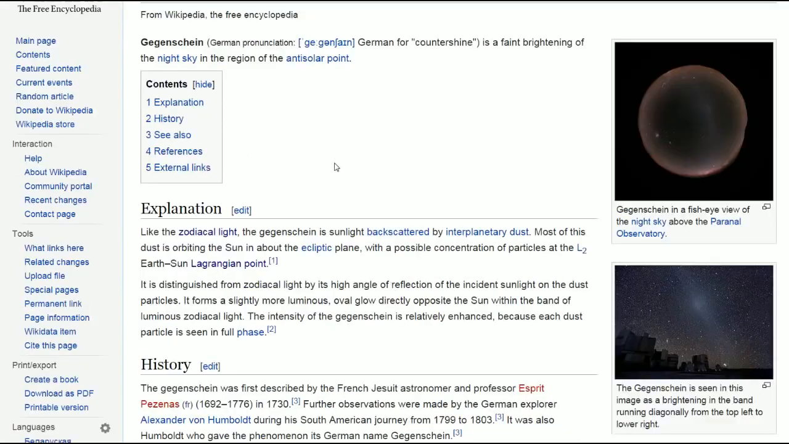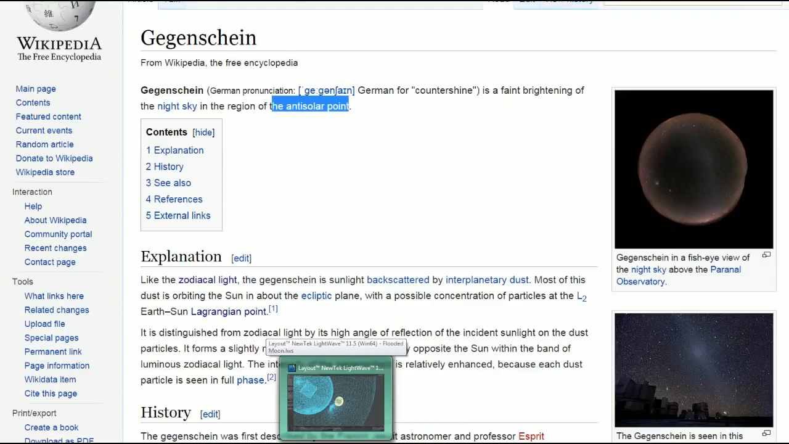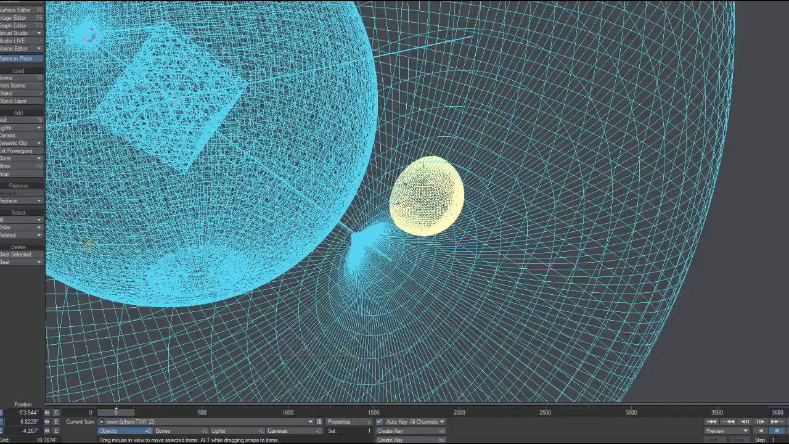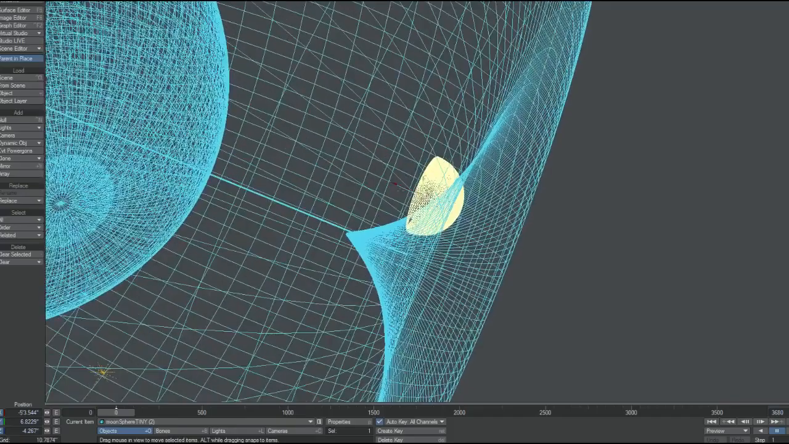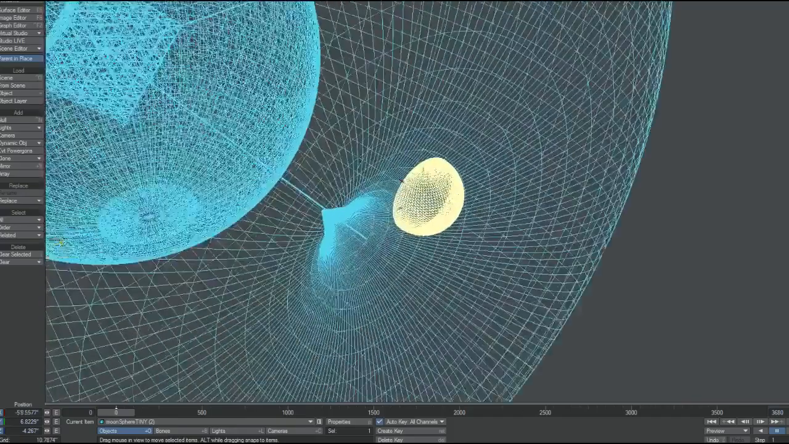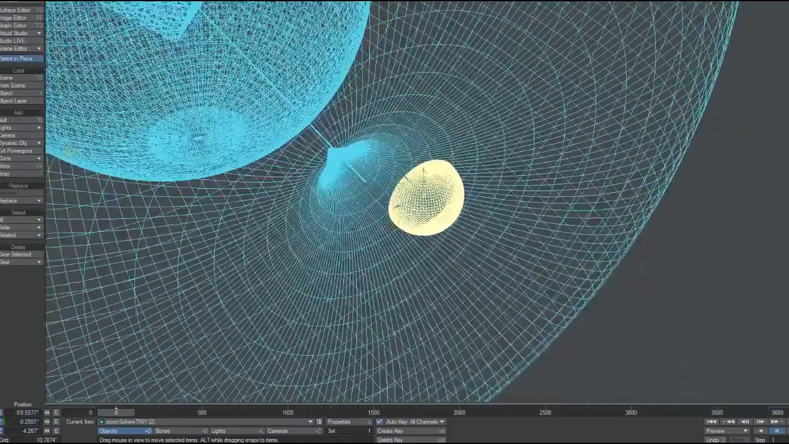But they have to admit that it's anti-solar. Gegenschein is German for countershine, a faint brightening of the night sky in the region of the anti-solar point. Gegenschein, ladies and gentlemen. Now, the only way it works is within a concave Earth, when the moon, like I said before, is leaving the apple zone of illumination. Okay? The moon is out here like that. It cannot be lit anymore because it's outside the zone.